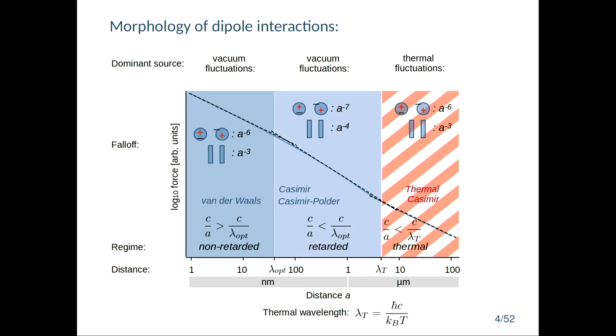And if you go then to even larger separations, you end up in the so-called thermal regime, where most of the interaction is not anymore contributed by vacuum fluctuations, but by thermal fluctuations, at least at room temperature. Of course, this depends on the temperature. The border between the two regions is not sharp, but you can draw a line around the thermal wavelength, which is around 7.6 micrometers at room temperature. I will be talking mostly about this regime and this regime in this talk.